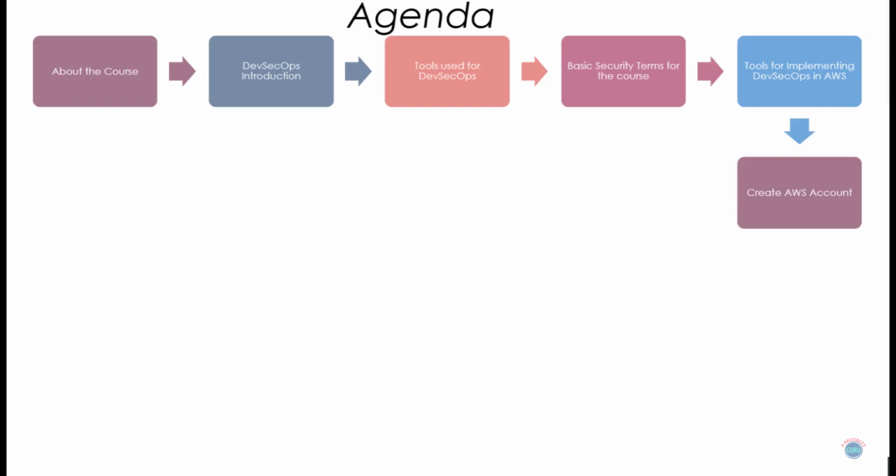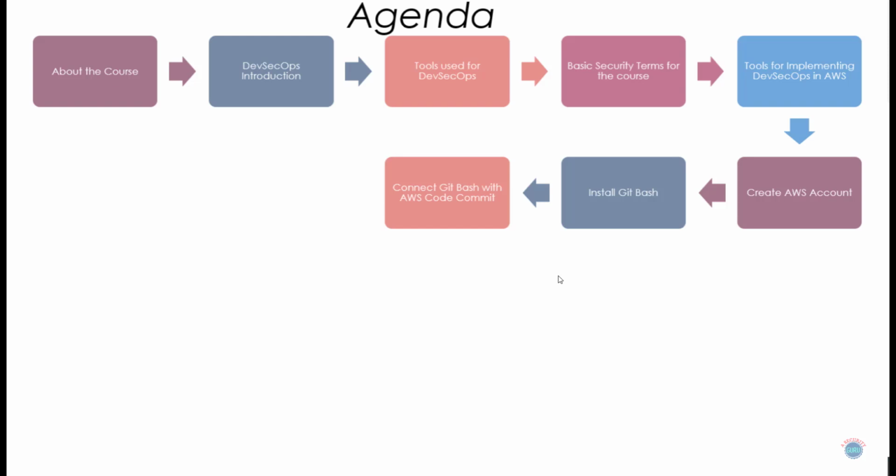Then we need to create an AWS account. We will go through the steps. It's going to be a hands-on journey now from this lecture onwards, where we will start implementing everything within AWS. Once we have the account created, we need to install Git Bash. If you are not aware, Git Bash is a tool for working with your source code. We will install it on our Windows machine, and then we are going to connect our Git Bash with AWS CodeCommit. AWS CodeCommit is very similar to GitHub. It's just that AWS CodeCommit is a private repository.